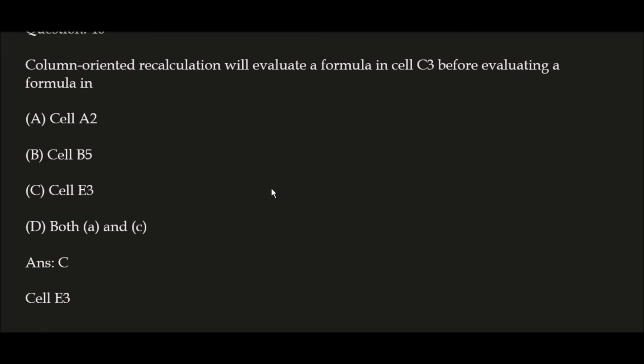Column oriented recalculation will evaluate a formula in cell C3 before evaluating a formula in option A, cell A2, option B, cell B5, option C, cell E3, option D, both A and C. Correct answer here is option C, cell E3. Column oriented recalculation will evaluate a formula in cell C3 before evaluating a formula in cell E3. Okay, correct answer here is option C, cell E3.